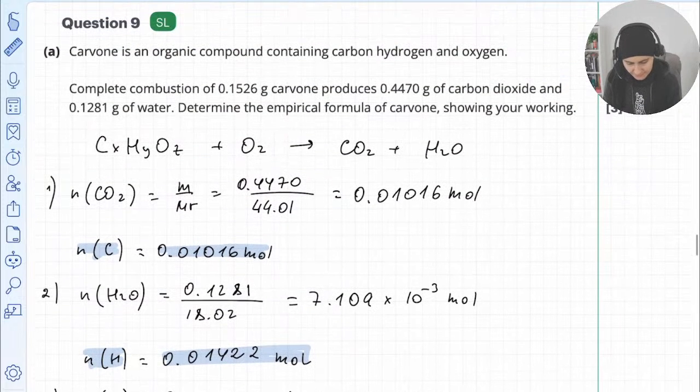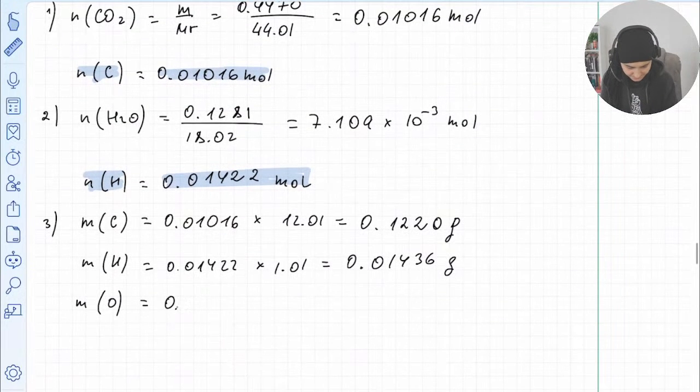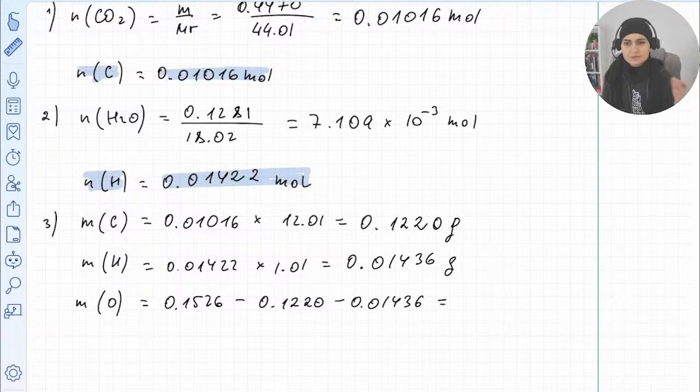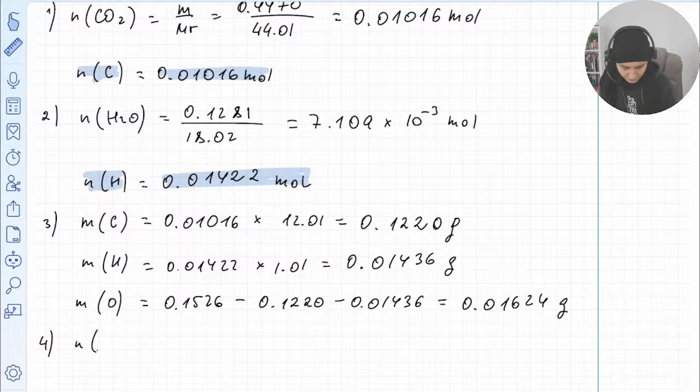Well, let's check. So 0.1526, that's the total mass. And then I subtract carbon and subtract hydrogen. So the remaining mass should be the mass of oxygen. Okay, let's see. 0.1526 minus 0.1220 minus 0.01436 is 0.01624 grams. Okay, so it's not a zero, looks good. Then we find the moles of oxygen. It's mass of oxygen over relative atomic mass.